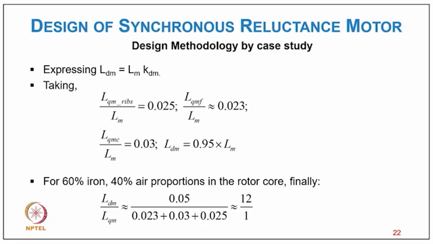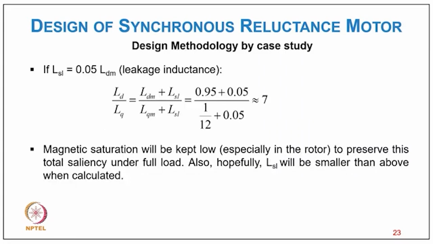So taking LQM_rib upon LM equal to 0.025, LQMF upon LM equal to 0.23, and LQMC upon LM equal to 0.03, and LDM equal to 0.95 into LM. So for 60% iron and 40% air proportion in the rotor core, finally LDM upon LQM, putting the value, comes 12 by 1. So if LS1 equal to 0.05 LDM leakage inductance, then LD upon LQ, that is LDM plus LS1 divided by LQM plus LS1, comes around 7.